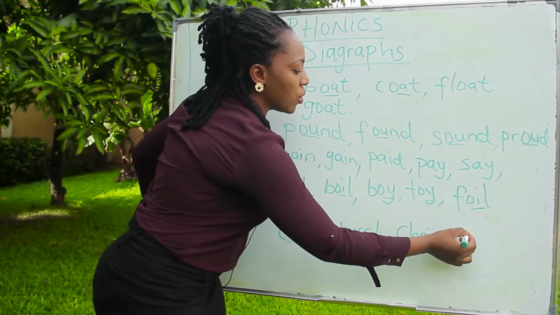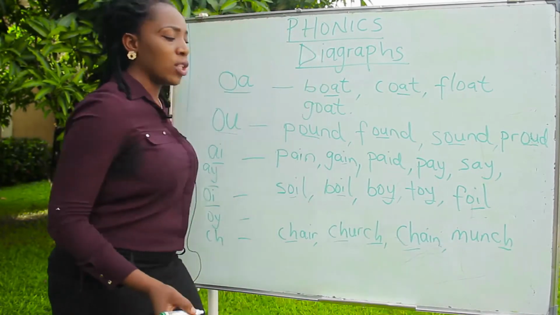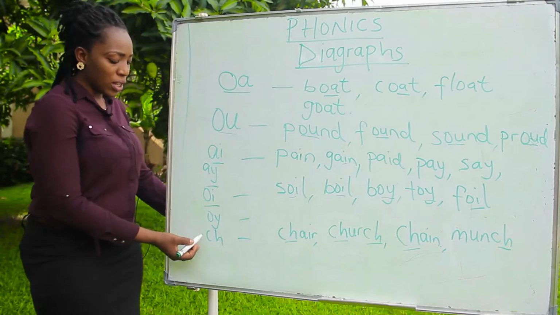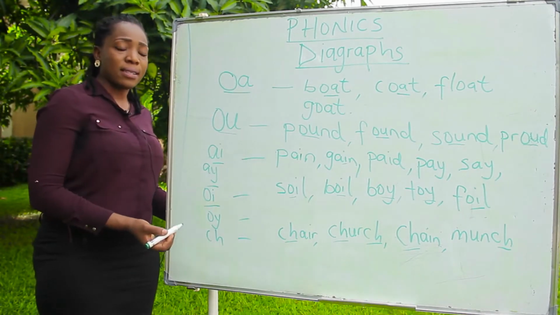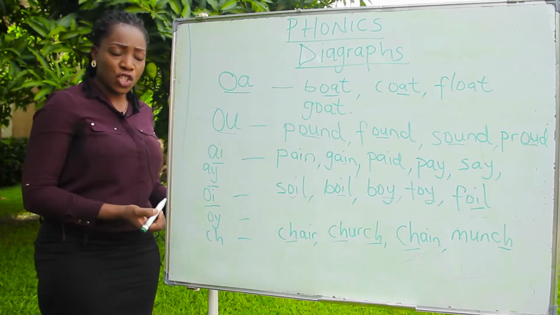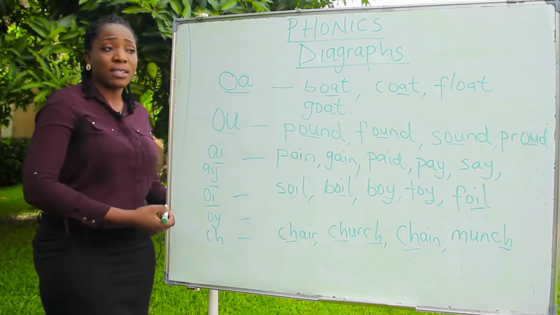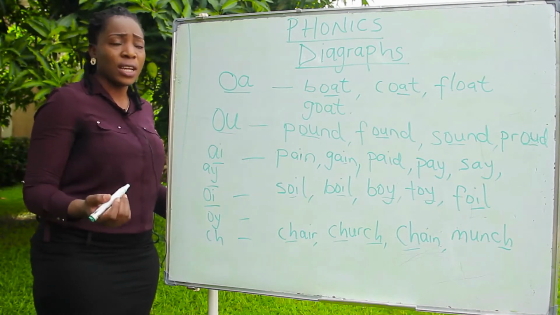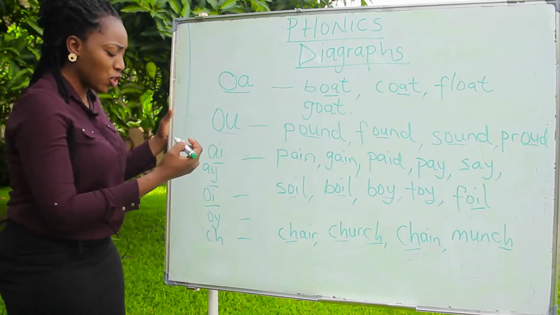I have munch. Munch. Ch, munch. So when you see a word that starts with CH, remember the sound is ch. But there are cases where the word might start with CH, but it has another sound like sh. It might not necessarily be ch.